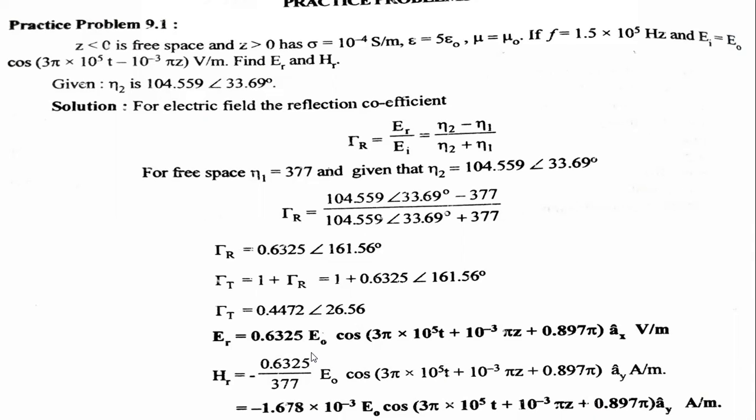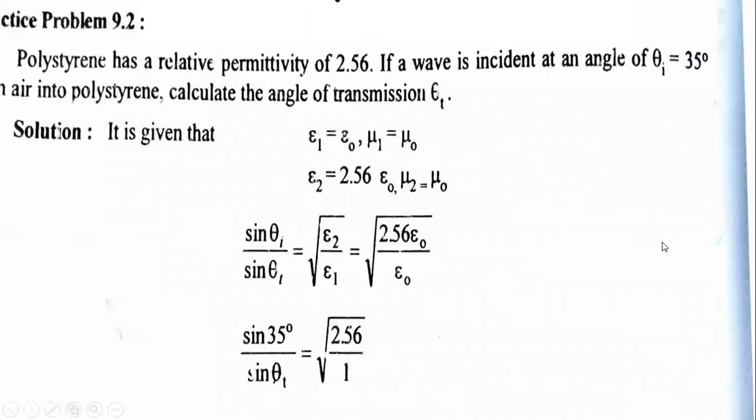In this way the magnitude will be divided, 0.6325 divided by 377, that will be 1.678 times 10 raised to the power minus 3. E0 will be as it is, cos will be as it is, 2 pi 10 raised to the power 5 t will be as it is, plus 10 raised to the power minus 3 pi z, and the phase will be as it is, in the ay direction and measured in ampere per meter. Now go for the second numerical.